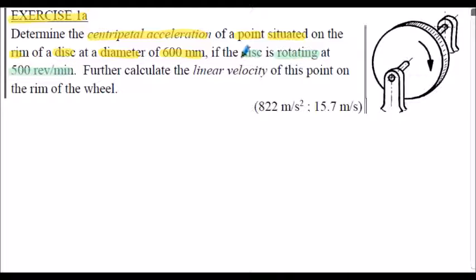We've also got to calculate the linear velocity of this point on the rim of the flywheel. So the point we're considering is somewhere out here, at this radius. The answers are shown in the bracket for the centripetal acceleration and also for the linear velocity at the periphery of the flywheel. The full solution is shown on the following slide.